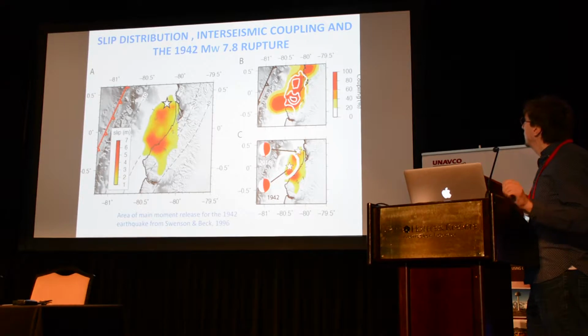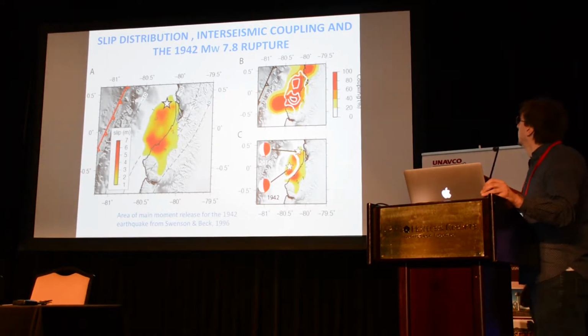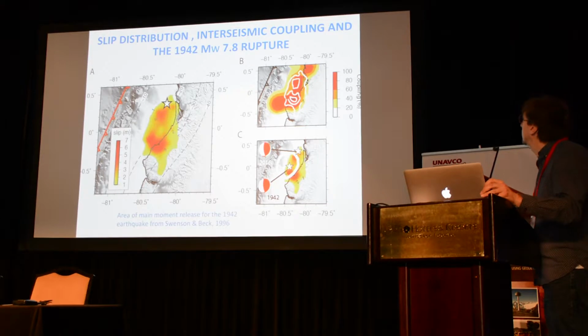So in terms of the comparison with the interseismic locking map, we see that the earthquake appeared to have ruptured patches that were highly locked before the earthquake. So that's the good news for being able to anticipate the area of earthquakes from interseismic coupling maps. And we also see that some other patches seem to have been unbroken by the earthquake. I'll come to that later.